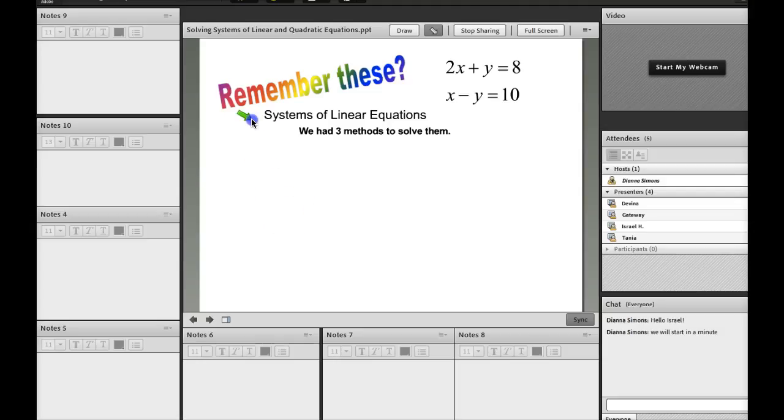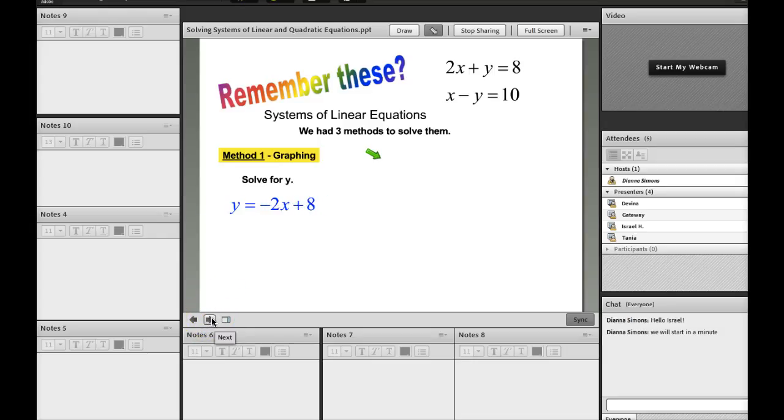Okay, so we're going to talk about systems of equations. And these are both lines. So whenever we did systems, we had two ways to solve them. One way was graphing. Graphing is always the easiest way, and it's really simple if you have a graphing calculator because the graphing calculator can even find those intersecting points.